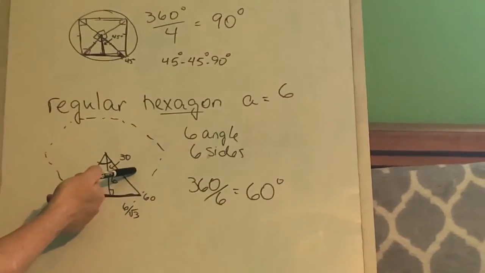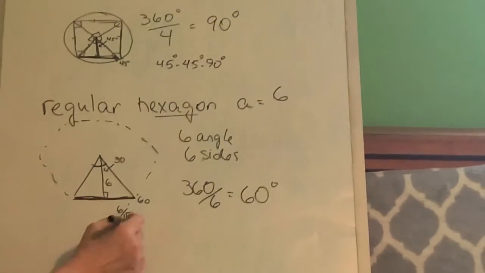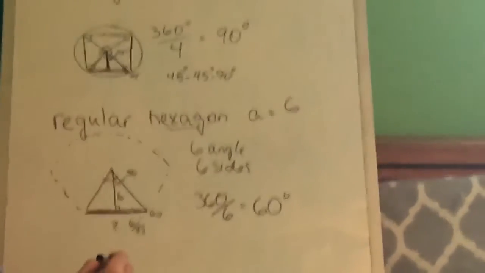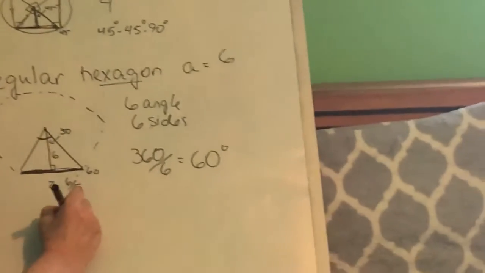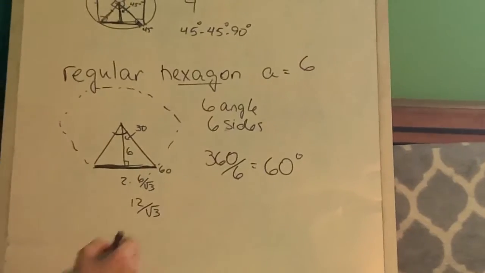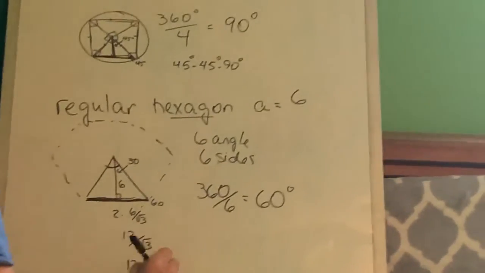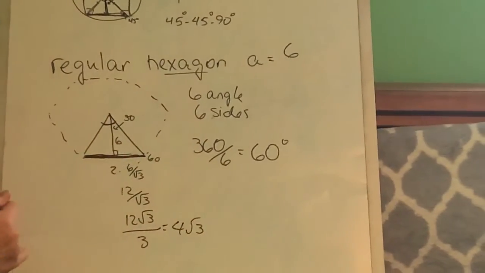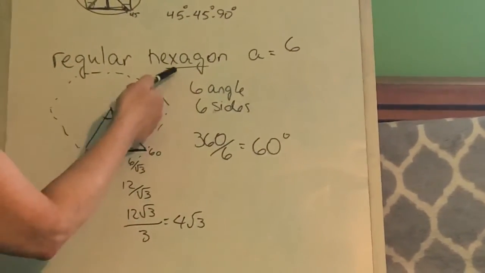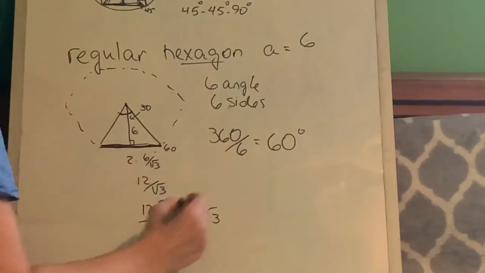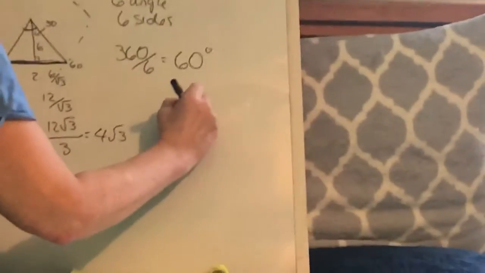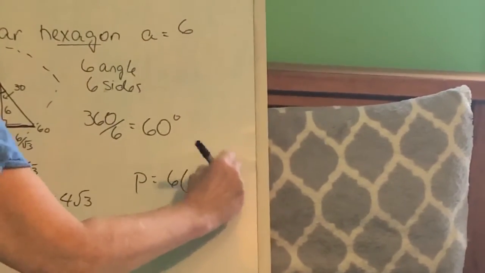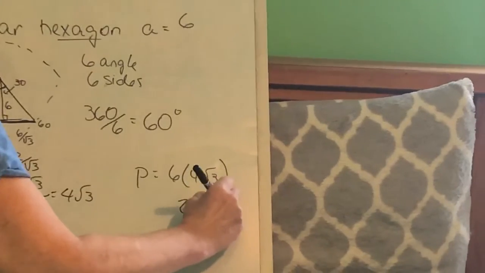Now I'm not really concerned with the radius, so I don't have to do that, but that means that this entire length is going to be 2 times 6 over the square root of 3, or 12 divided by the square root of 3. Rationalize your denominator. 12 square roots of 3 over 3 gives 4 square roots of 3. So each side is 4 square roots of 3, and it's a hexagon, so we have 6 sides. So the perimeter will be equal to 6 times 4 square roots of 3, or 24 square roots of 3.